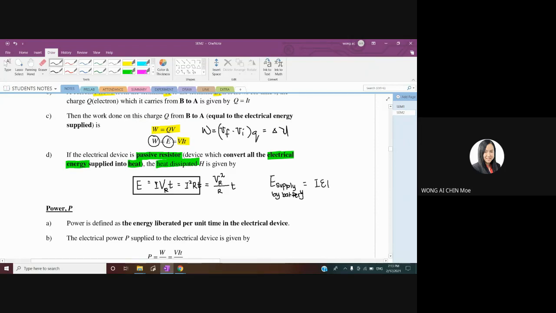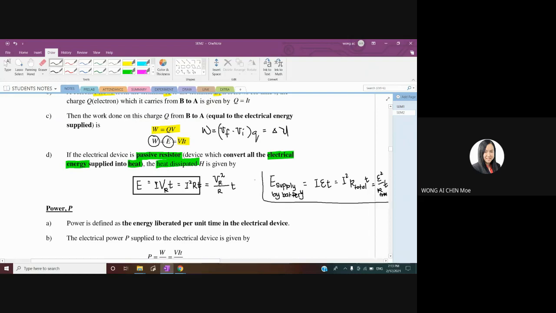Or we can also write I squared, of course this R is R total, because it's applied to the internal and also external. Or we can write it as EMF squared over R, of course R total, times T. This is R total. So this is the energy supplied by the battery.